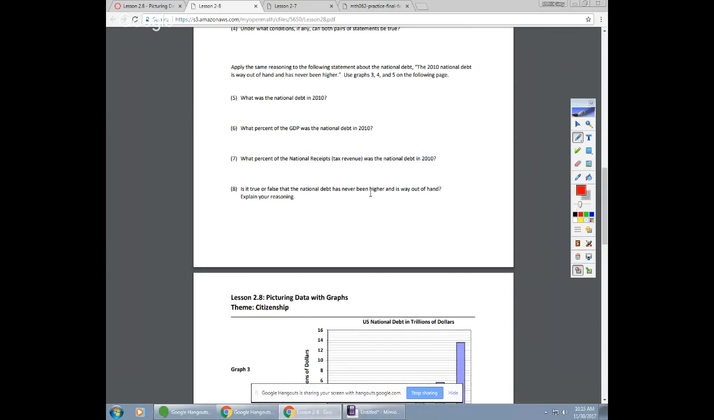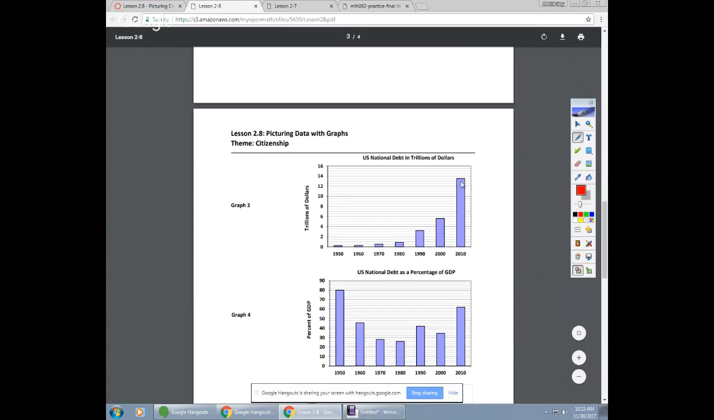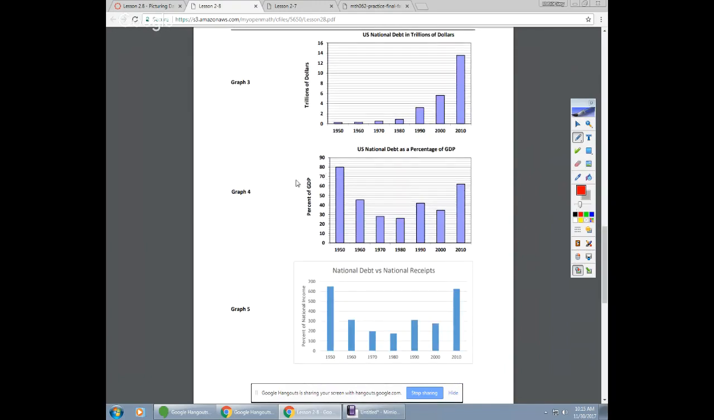And number 8, is it true or false that national debt has never been higher and is way out of hand? Because there's a statement up here that says the 2010 national debt is way out of hand and has never been higher. 2010 debt, according to the first chart, was about 13.5 trillion. Seems pretty high. When we compare it to the GDP, gross domestic product, or tax revenue, is it still way higher than other years?